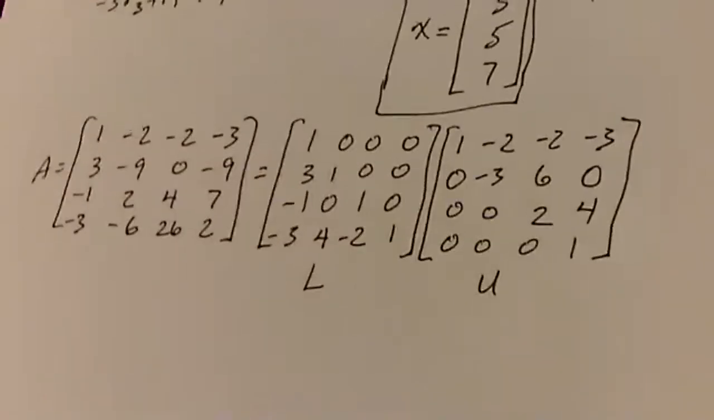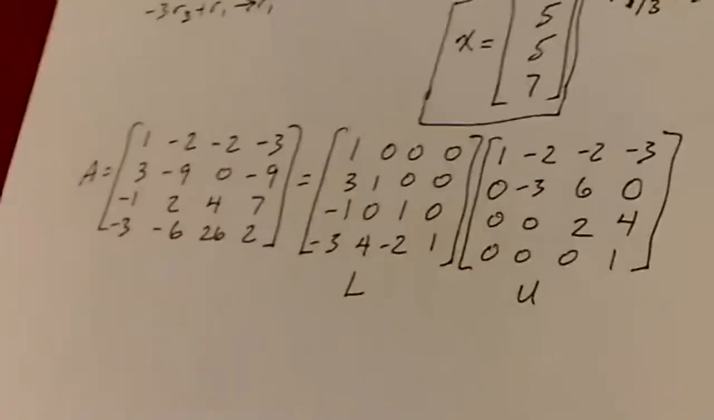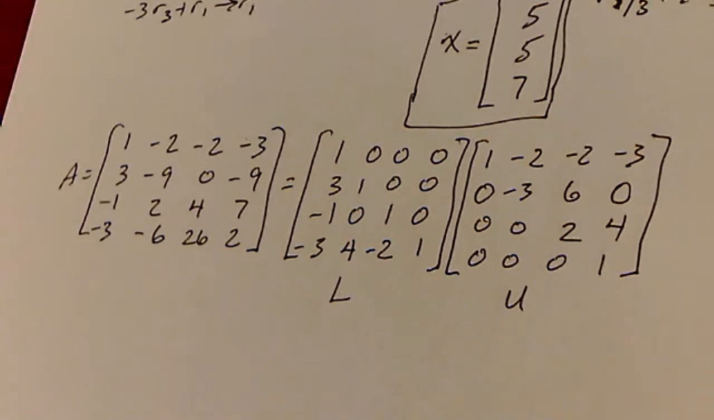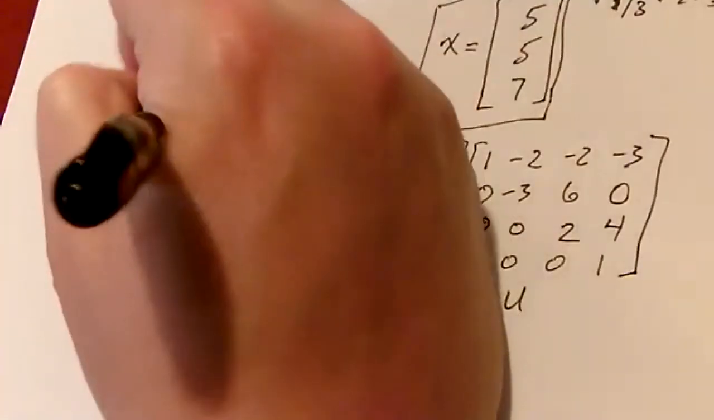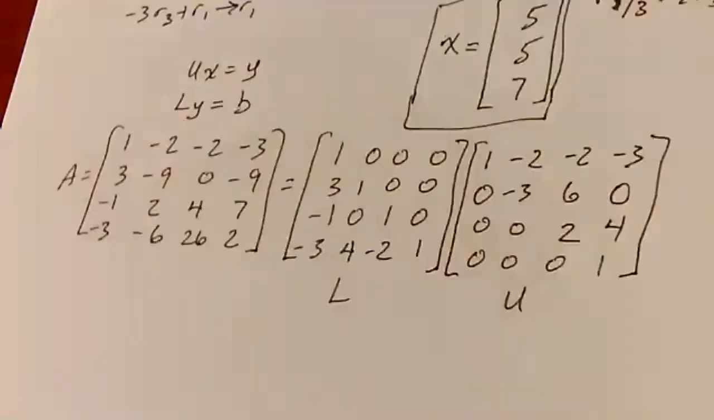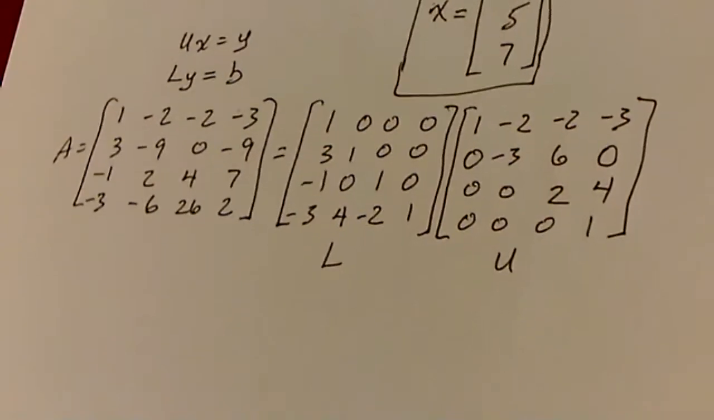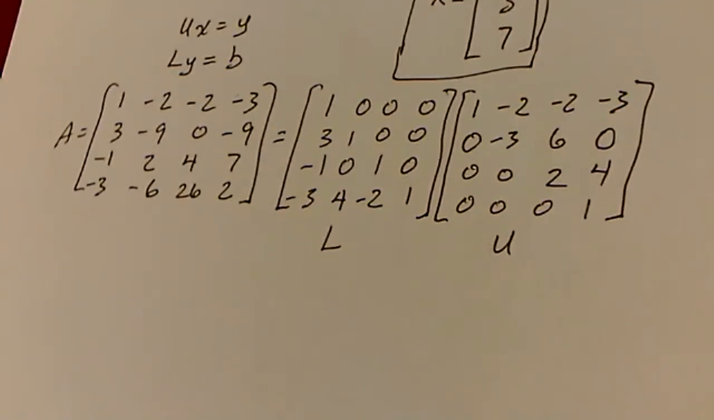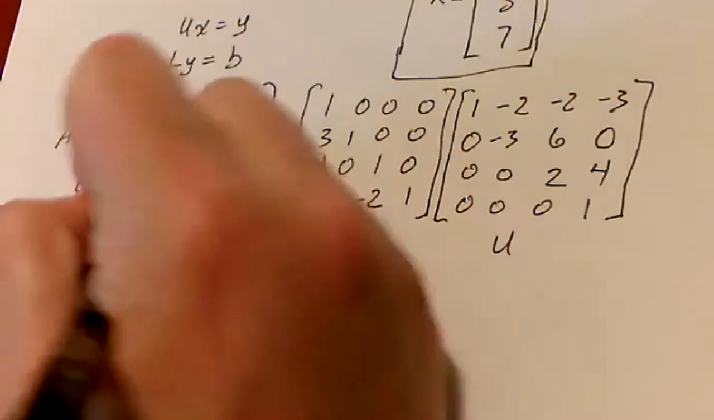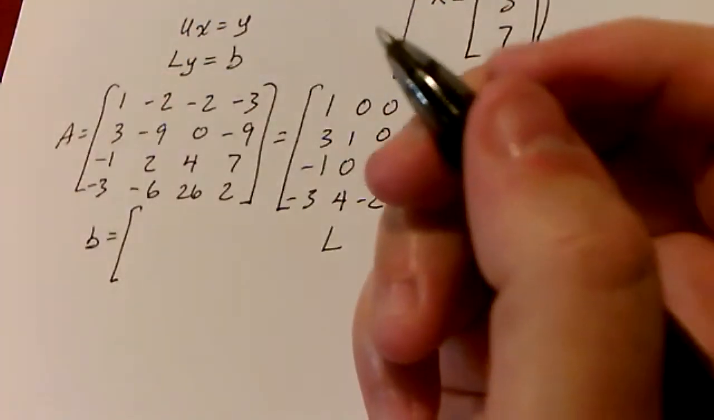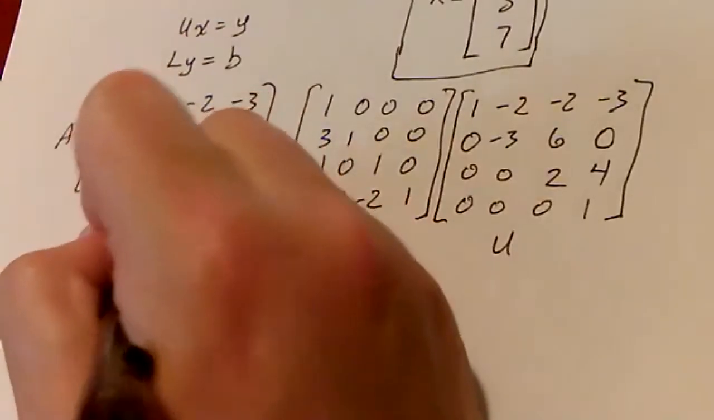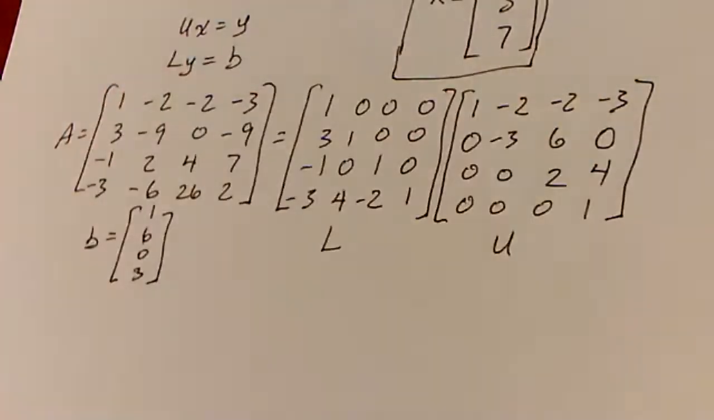Let me zoom out just a little bit so you get the whole picture of the equation here. There's my A, there's my L, there's my U. I'm going to write up here in the corner our equations, Ux equals y, and Ly is equal to b. I haven't given you b yet. So the b that I'm interested in is going to be 1, 6, 0, and 3.